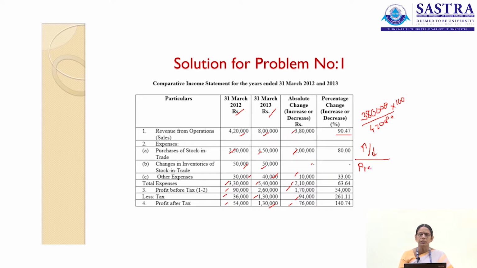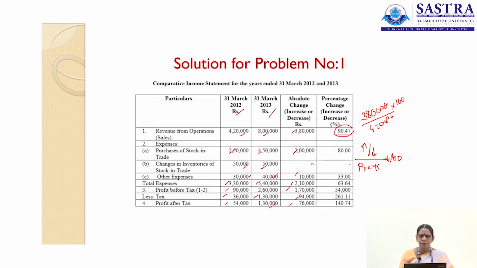Whenever we take 2 years, we have to take the previous year as a base year. So 3,80,000 divided by 4,20,000 into 100, it will give you 90.47. This implies that we have 90% increase of sales over the previous year. That is the implication we have. That is the interpretation we can make from here.